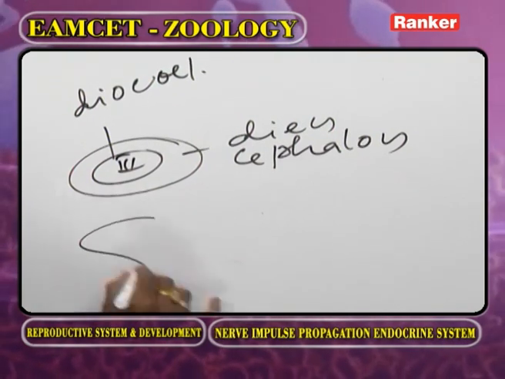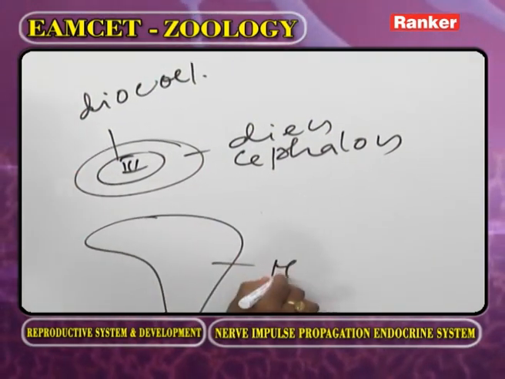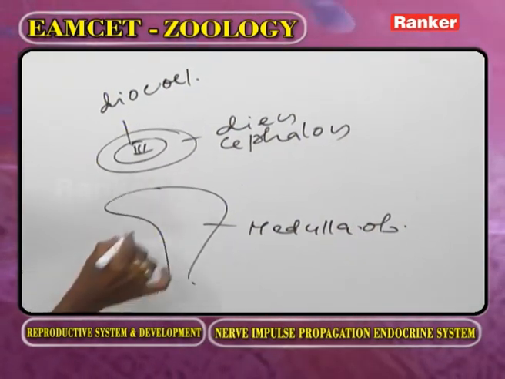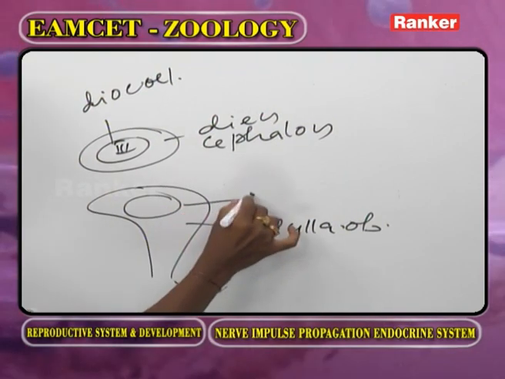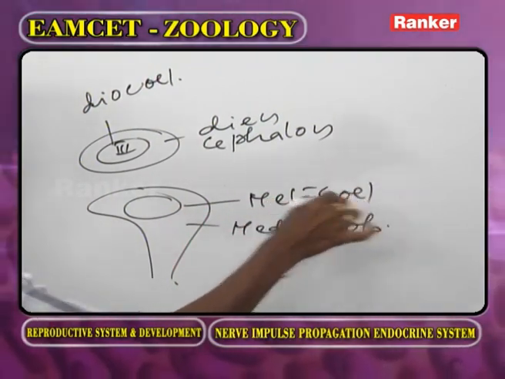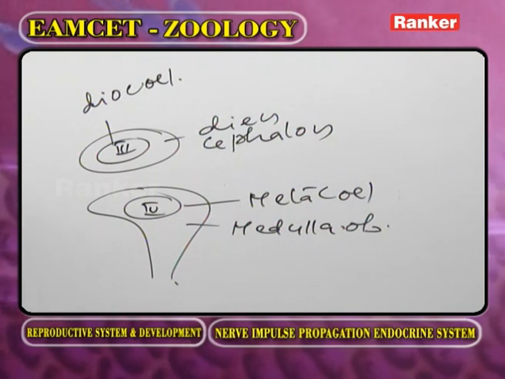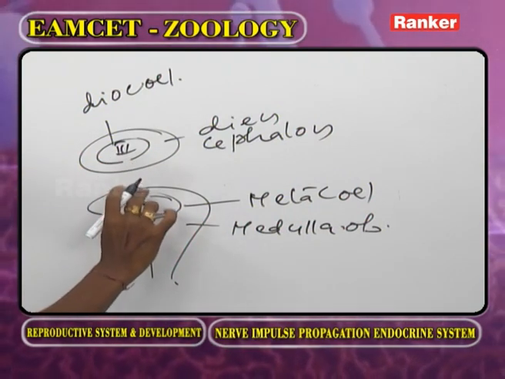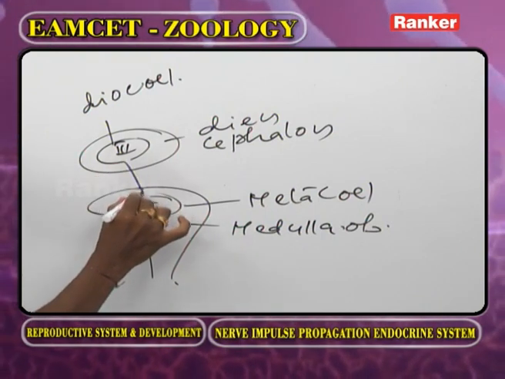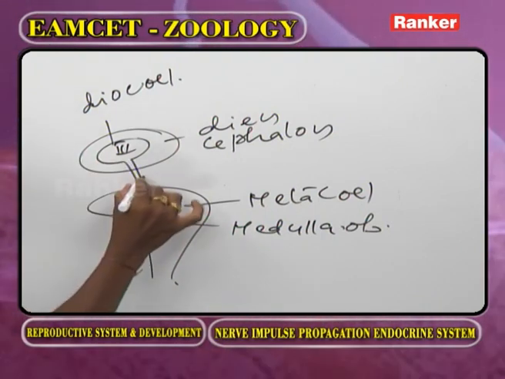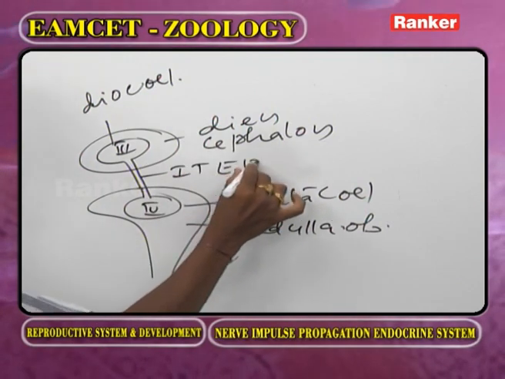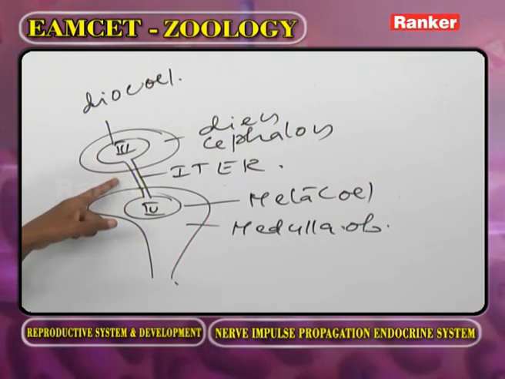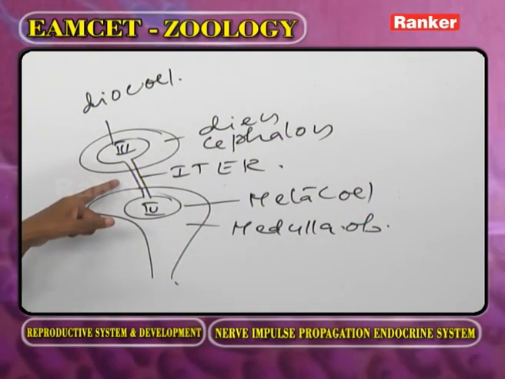Now this one we call the medulla oblongata. In the medulla oblongata a cavity is present called the metacele. It is numbered as the fourth ventricle. Now the diocele opens into metacele through a canal that we call iter. Where is it present? In the midbrain. What is the canal present in the midbrain?